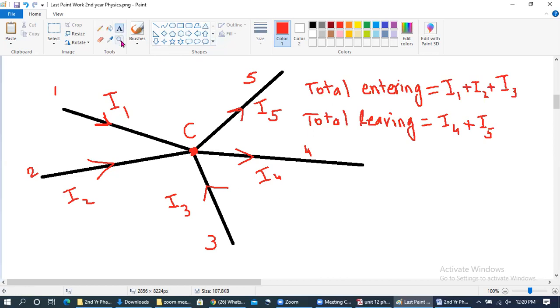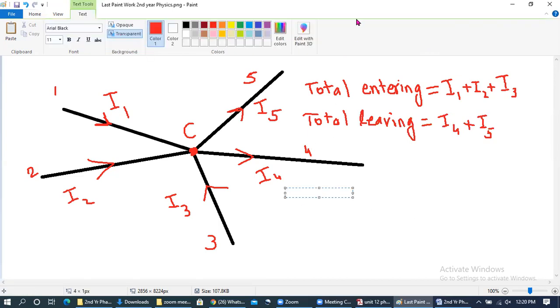According to Kirchhoff's law, the total current entering is equal to the total current leaving.